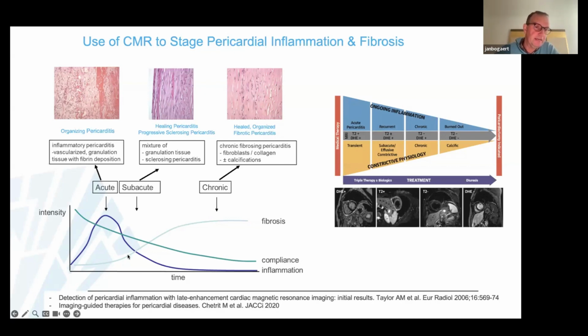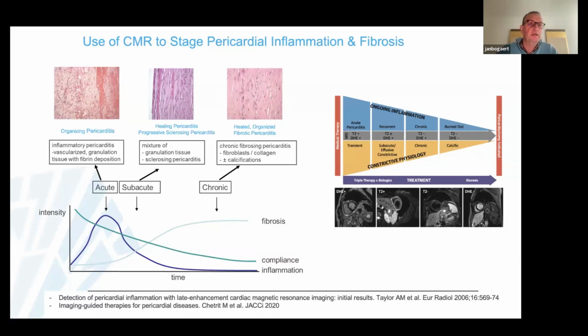I try to understand it this way: in the very beginning, you have a lot of inflammation, but over time you have an increased amount of fibrosis, and this leads to a decrease of compliance. And this can eventually evolve to a later stage, called healed organized fibrotic pericarditis, with a lot of fibroblasts and collagen, with or without calcification.